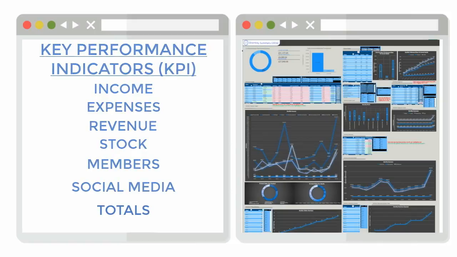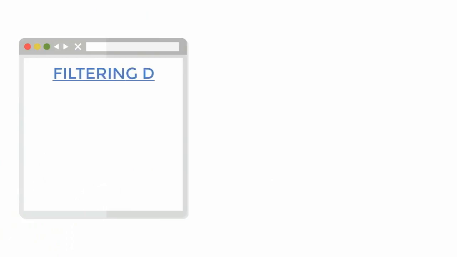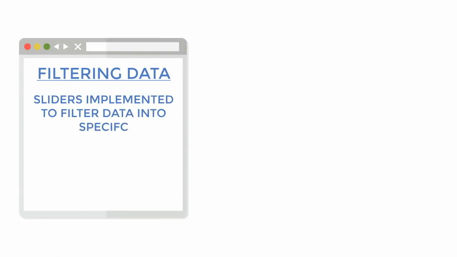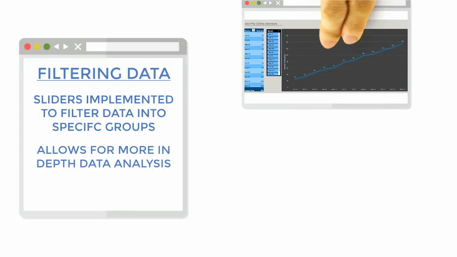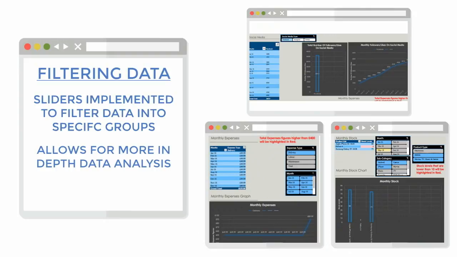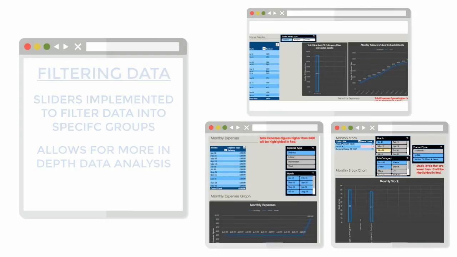The dashboard has also been designed to enable the user to filter certain information thanks to the implementation of different sliders for each key performance indicator, in order to allow the user to carry out a more in-depth analysis on the performance of the company within a specific month, or analyse the figures of a specific group of data, such as a certain product, social media or expense.